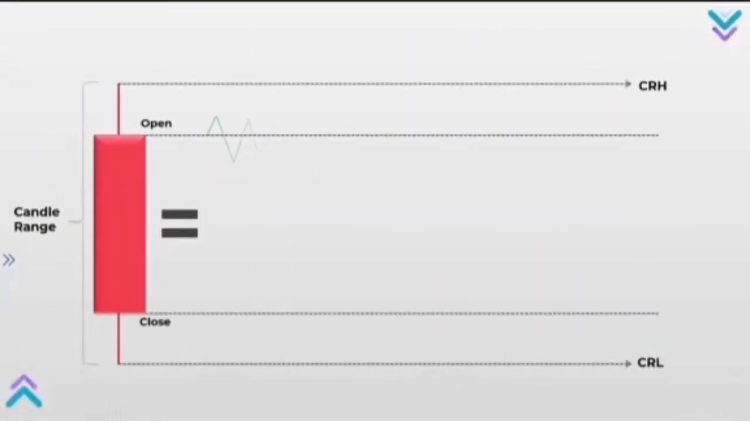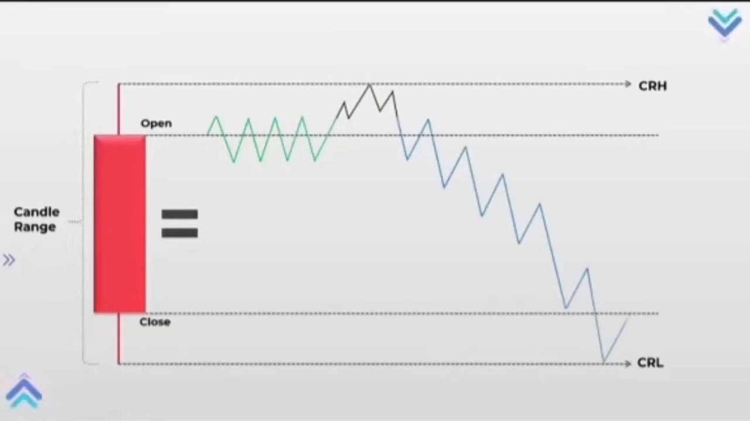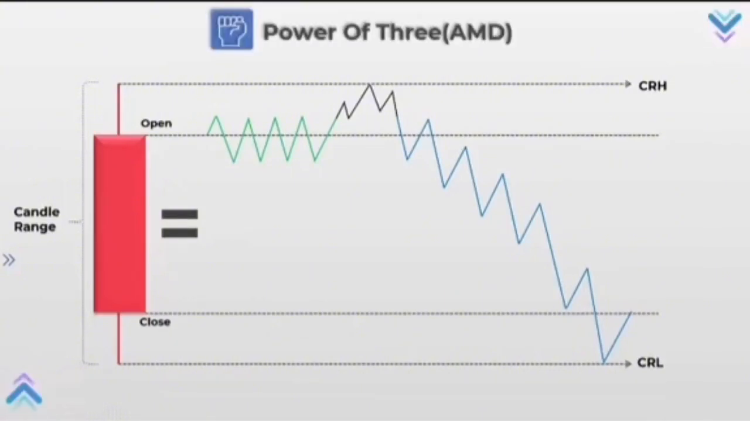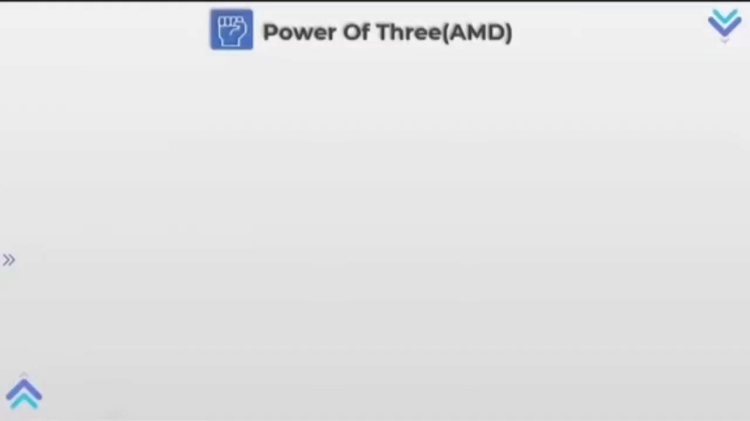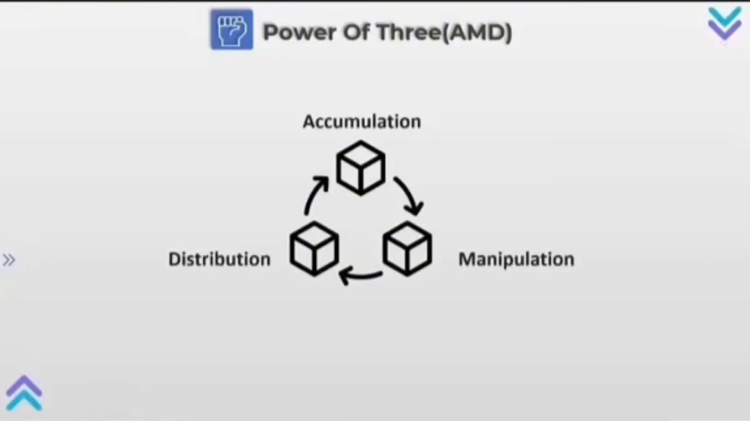So if you zoom in, you'll see that a range forms between the candle's highest and lowest points on a lower time frame. You've probably noticed that the market moves through three main phases: accumulation, manipulation, and distribution. Price is always cycling through these phases. Imagine it like a never-ending loop. First, the price accumulates, then it gets manipulated, and finally, it's distributed before the whole process starts over again. This pattern is what we call the power of three, and it's basically the heartbeat of the market.